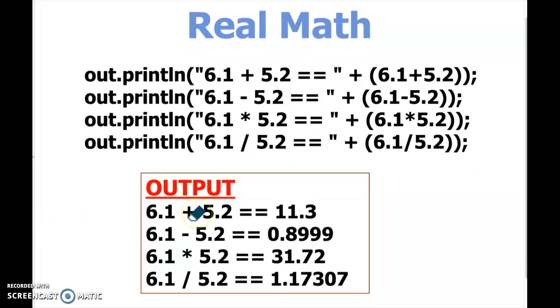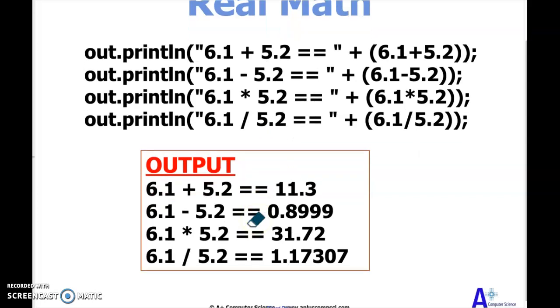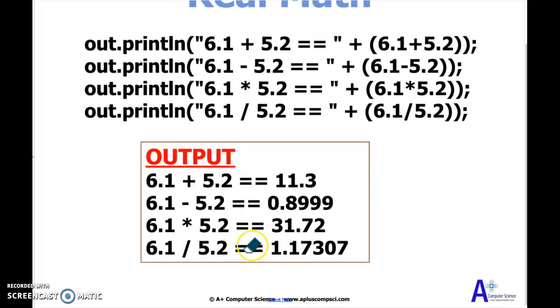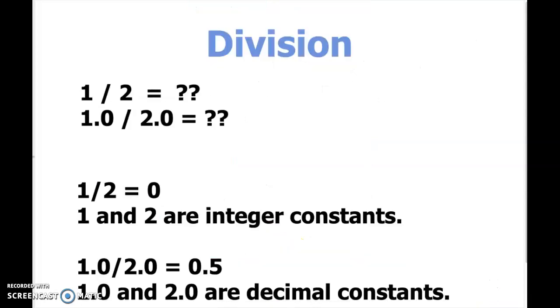Same thing with the double. If you operate on a double, so real math, which doesn't mean the other one was fake math, this just means that we're using real numbers, so decimals or fractional equivalents. Anytime I do division, multiplication, or any sort of operation on a real number, the answer will also be a real number. So you see when I do this division, I will get a decimal equivalent.